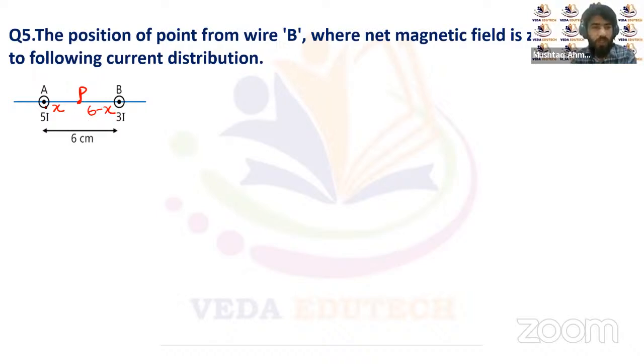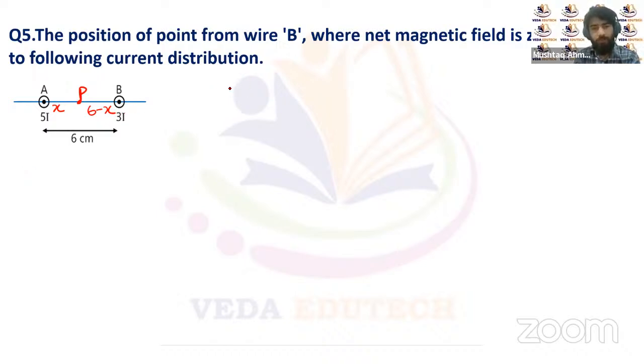These are two current carrying wires, having current 5 ampere, moving perpendicular to the plane of this paper, and the current is out of the plane of this paper. Similarly, the current 3i is also out of the plane of this paper. So the magnetic fields at point P because of these two currents will be opposite in direction to each other. So we have to calculate the value of x at which the magnetic field will be 0.